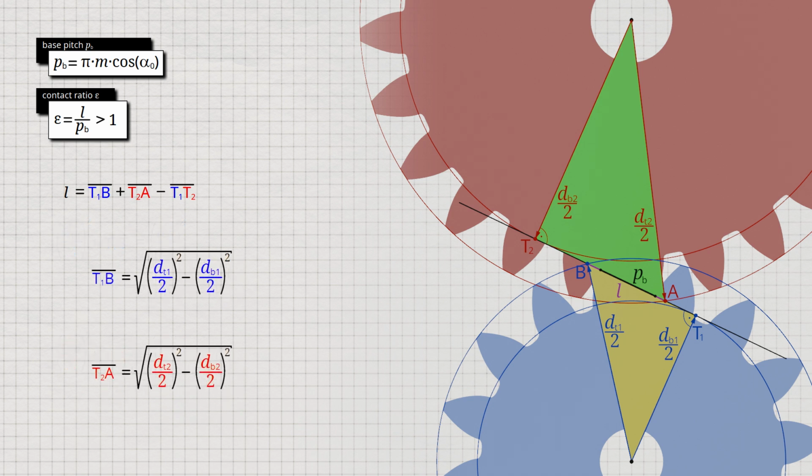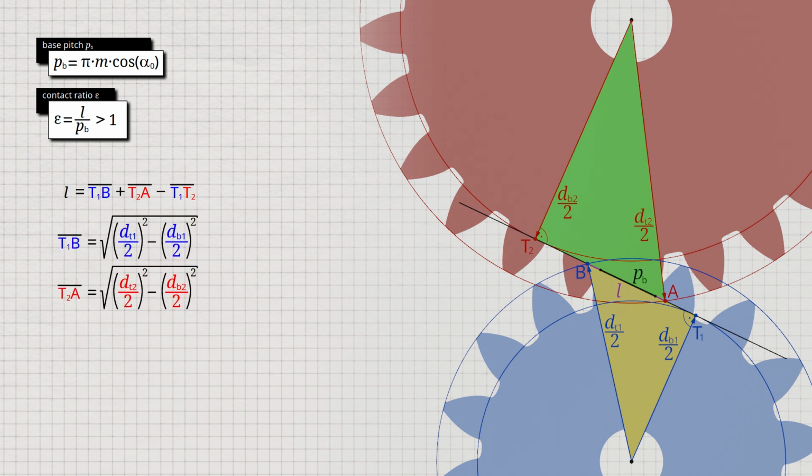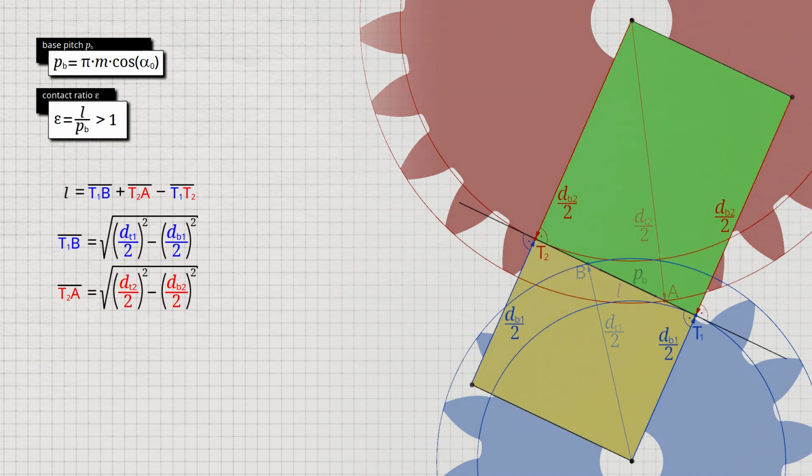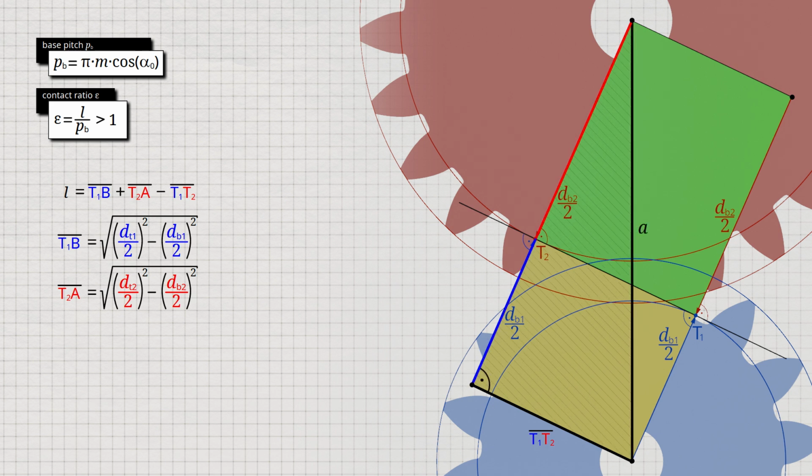The last step is to determine the distance t1 t2. To do this, we extend the triangles to form rectangles, as shown in the animation. The distance t1 t2 is the height of the rectangles. Now we look at the diagonal of the large rectangle, which corresponds to the center distance a. In this way we obtain the hatched right-angled triangle. Using Pythagoras' theorem, we can now establish the shown relationship between the distance t1 t2, the sum of the base circle radii dB1/2 and dB2/2, and the center distance a. This equation is now solved for the distance t1 t2.